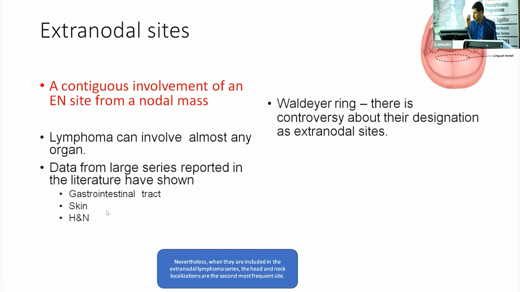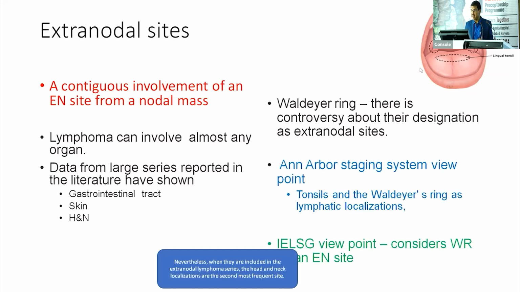Again, the second contentious issue is Waldeyer's ring. Waldeyer's ring is this circle of various different tonsils. We always see palatine tonsil, but there are lingual, adenoids, and tubal tonsils. Now, there is again a second controversy, on which all of you should agree, that we are not clear whether Waldeyer ring involvement should be called E suffix, or just left. Ann Arbor is clear. They say Waldeyer ring is a part of the lymphoid system. It is not E. It should not be designated as E.